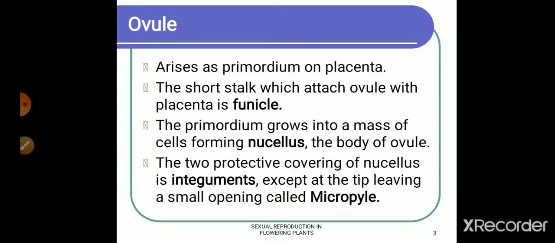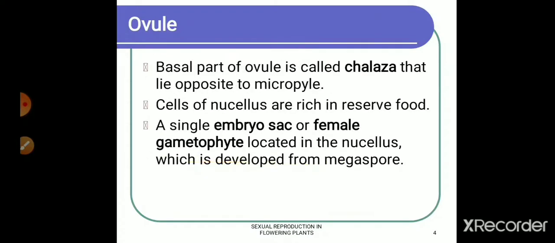You can see this figure in your NCERT textbook on page number 25, figure 2.7D. Here the diagram shows the structure of an ovule. The basal part of the ovule is called the chalaza, which lies opposite to the micropyle. Cells of the nucellus are rich in reserve food. A single embryo sac, or female gametophyte, is located in the nucellus, which is developed from the megaspore.